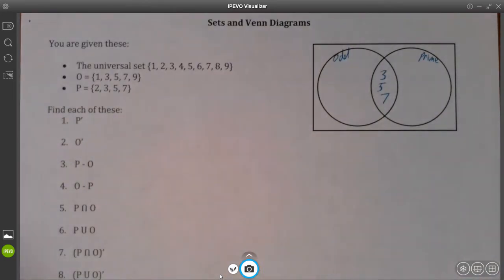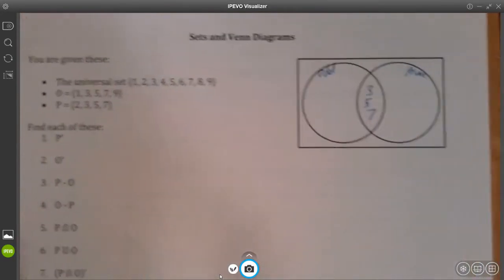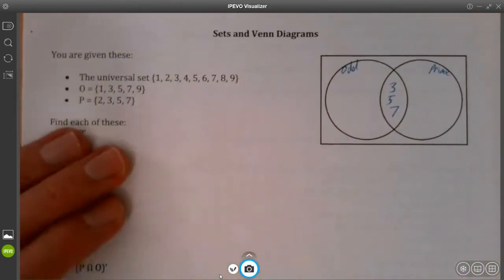And let me put something underneath this paper because it's bearing down on the table. All right, there we go.